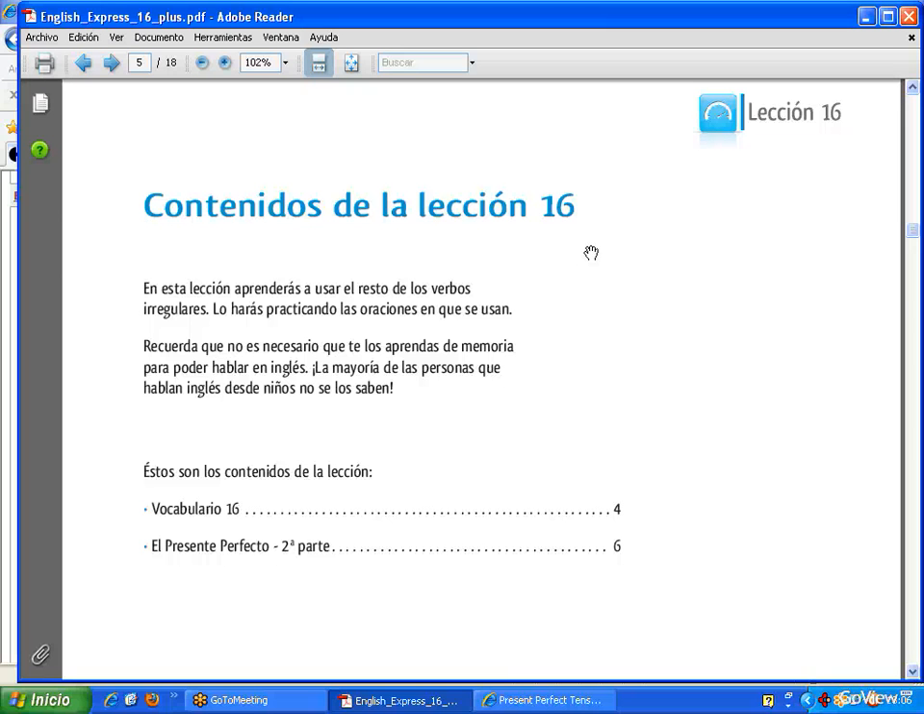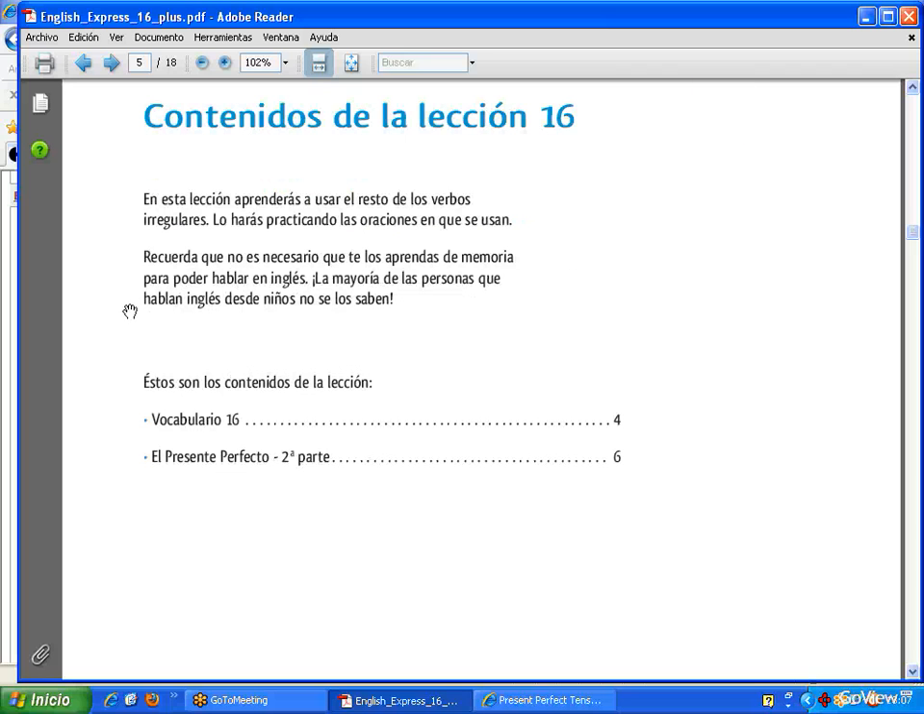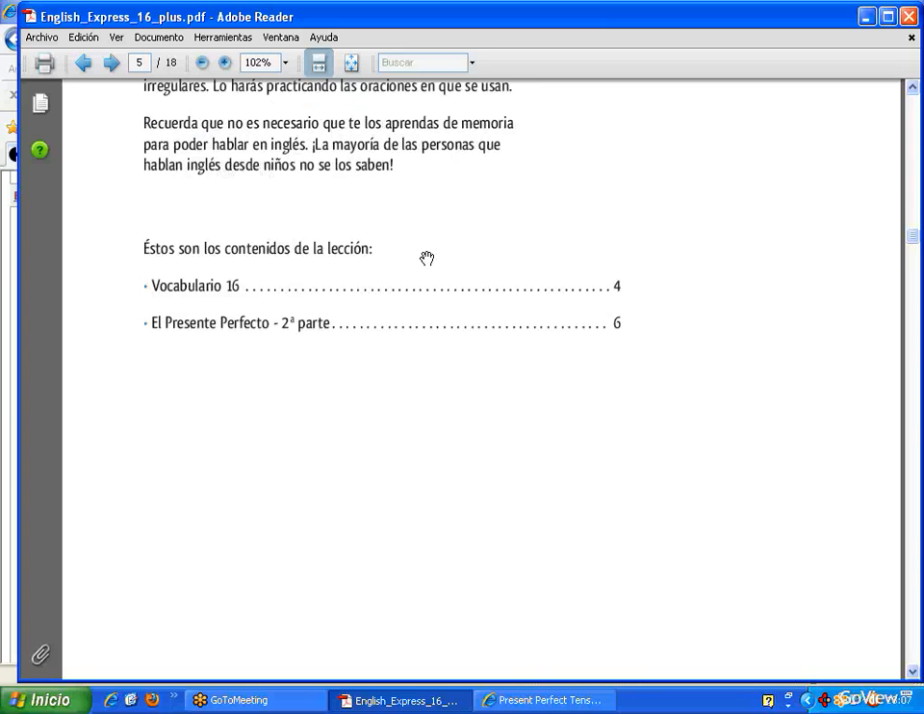These are the contents of the lesson. It says, in this lesson, you're going to learn how to use the rest, or not all of them, but a lot more of the irregular verbs. And you're going to be practicing the sentences that you're using. Remember that it's not necessary to learn by memory all of these verbs to be able to speak in English. These are the contents of the lesson.